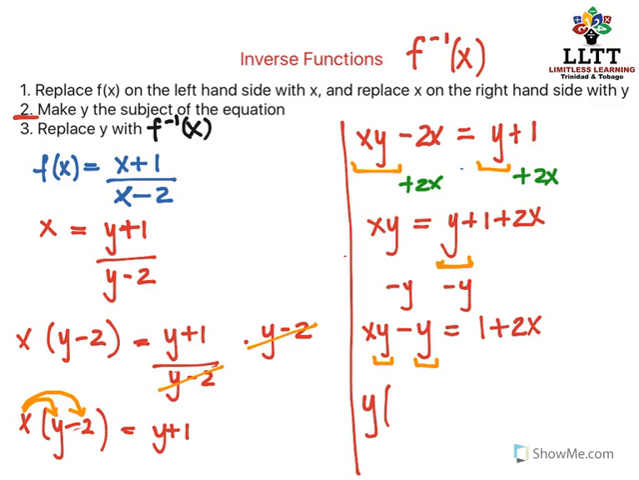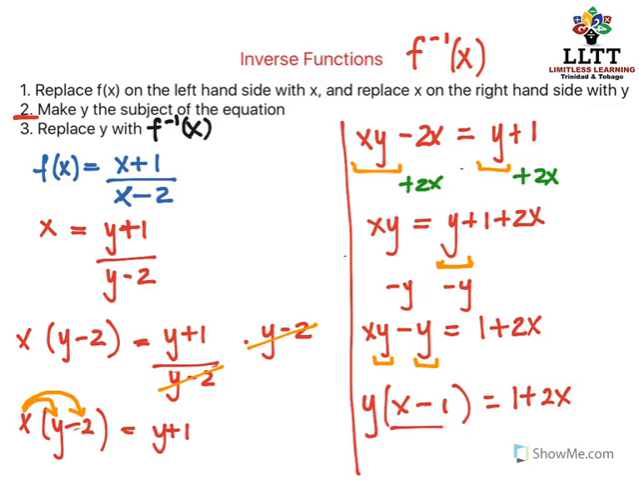If I pull out a y from the first term, what's remaining is x. And if I pull out y from the second term, what's remaining is negative 1. And it's true, because if I were to multiply this back out, y times x will give me xy, and y times negative 1 will give me negative y. So essentially what I've done is pull out the y, and I now have y times (x minus 1) equal to 1 plus 2x.